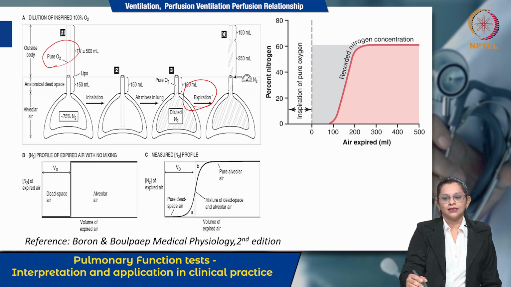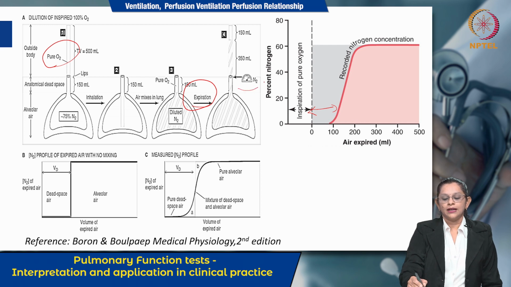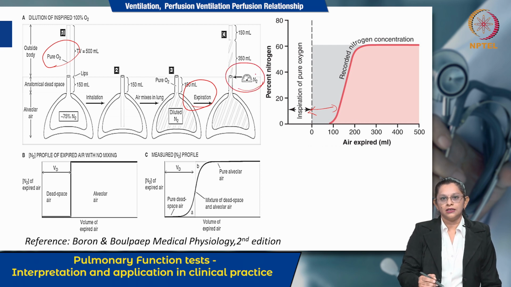Once he expires, the initial portion that he expires is only pure oxygen and doesn't have any nitrogen content in it. The patient is expiring into a nitrogen meter, which records the nitrogen concentration in the expired air. The initial breath will not have any nitrogen content because it is from the conducting zone of the lungs.